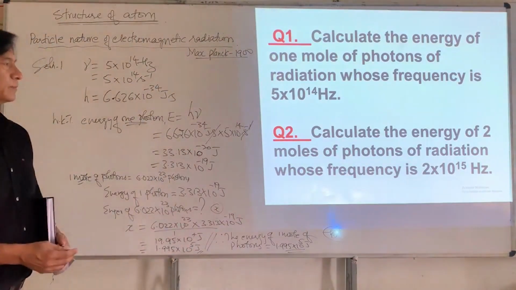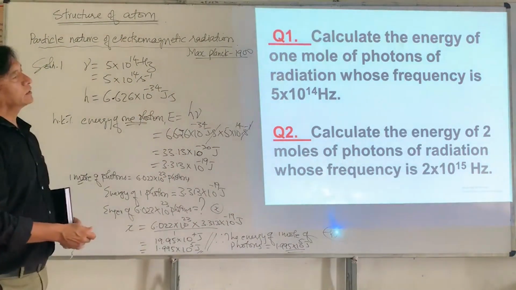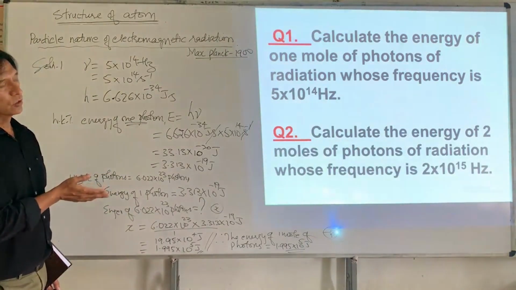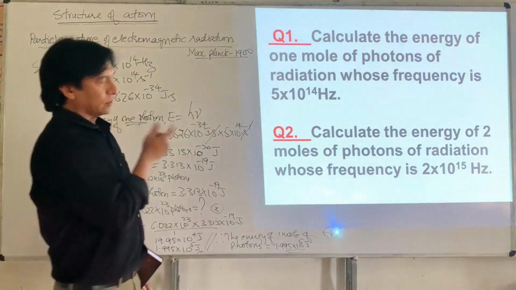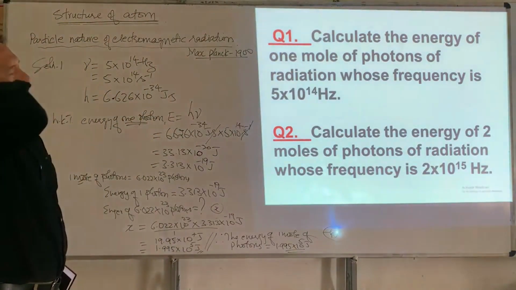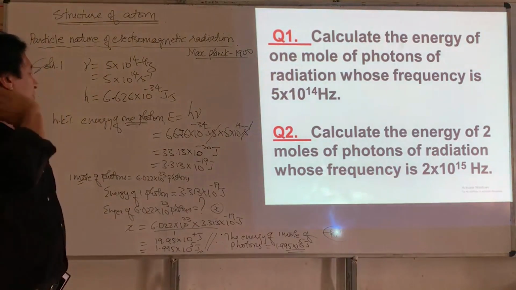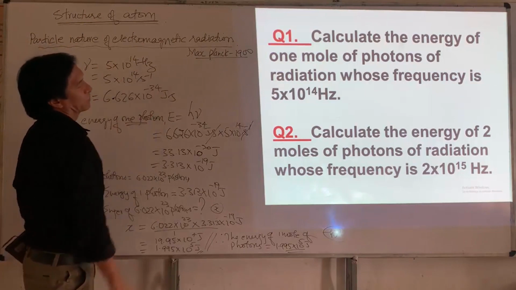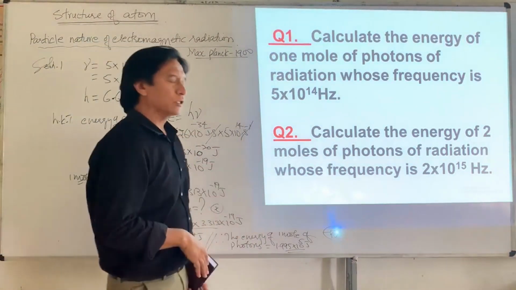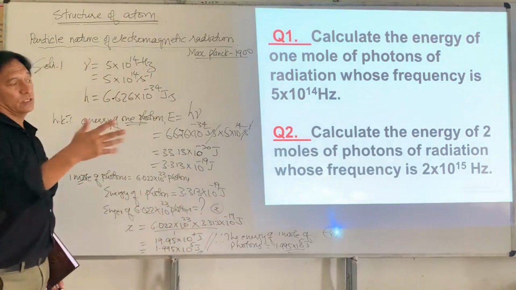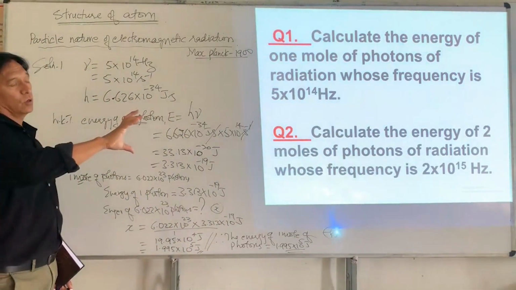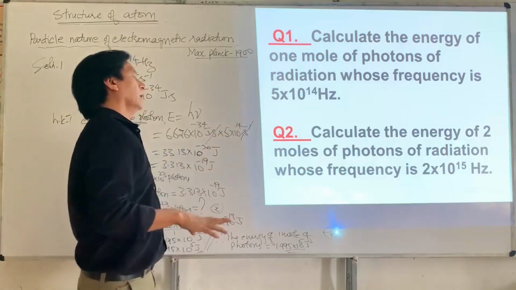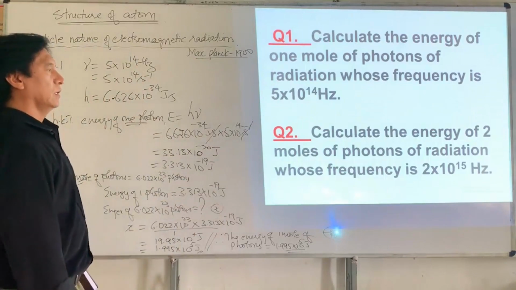I think it has become clear. And the next problem for you is: calculate the energy of 2 moles of photons of radiation whose frequency is 2 into 10 raised to the power 15 hertz. Hertz, again, you can change it to per second, right? And if you are given kilohertz, you first change kilo to 1000, and then hertz you change to per second. And that's what you can do.